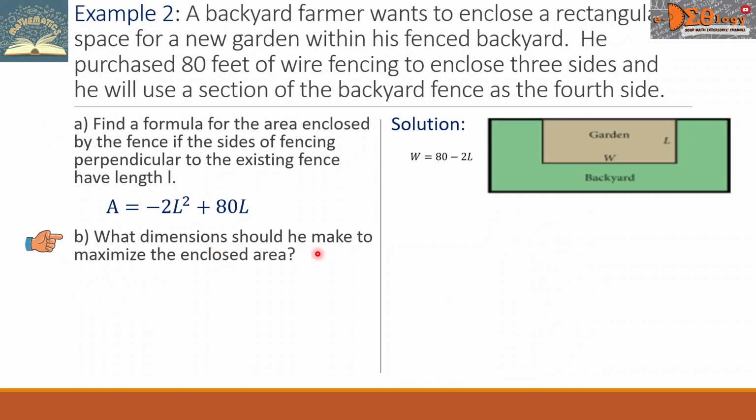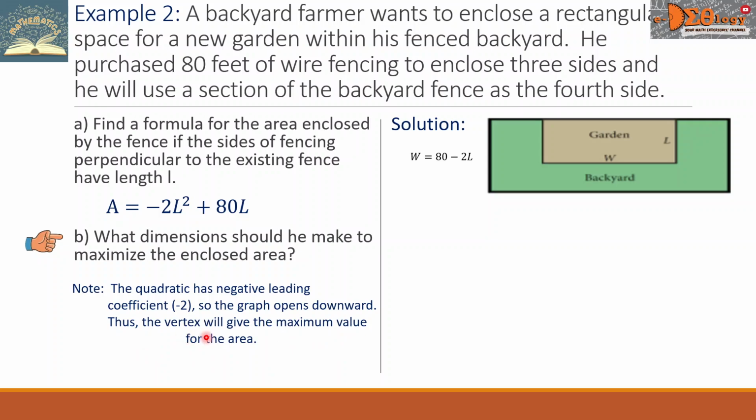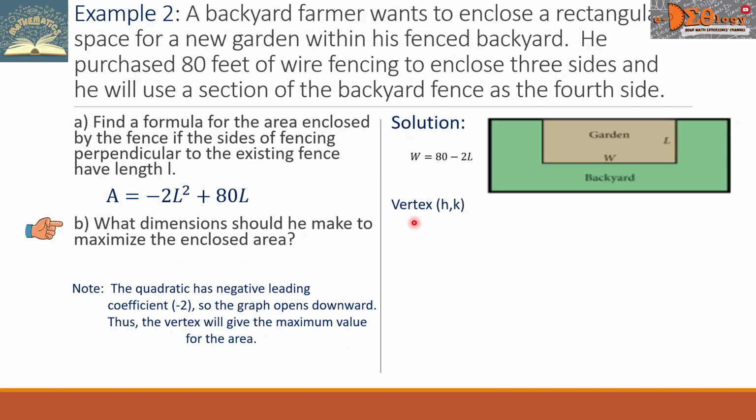What dimensions should he make to maximize the enclosed area? Note that in our equation here, this quadratic has a negative leading coefficient, that is the negative 2. So the graph, or this parabola, opens downward. Thus, the vertex will give the maximum value for the area. We know that the vertex is a point, so the vertex is (h, k), the coordinates. Let us now solve the values of h and k respectively.